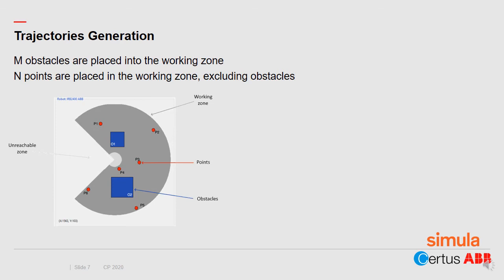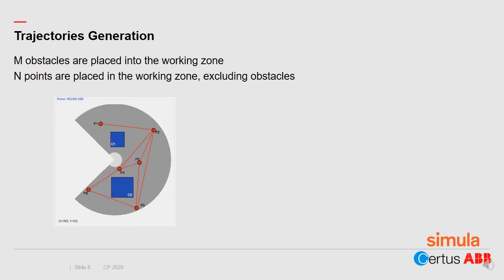As you can see, we have the unreachable zone, which is a zone in which the robot cannot move due to a mechanical constraint. All the gray zone is a working zone in which the robot can move. Inside this zone, the test engineers can put obstacles in blue, O1 and O2, and several points. And the goal of RobTest will be to find the trajectories between the starting point and the ending point, avoiding all the obstacles and unreachable zone.